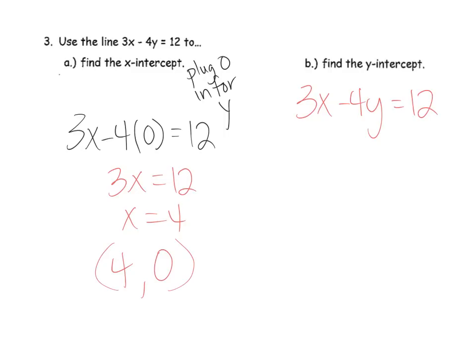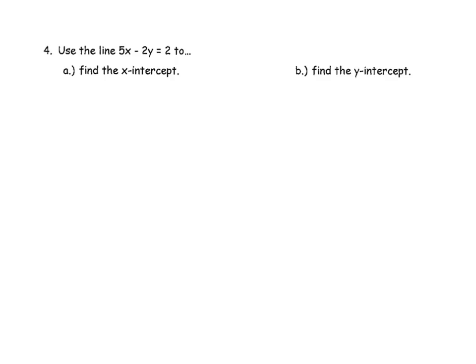So you cover up 3x, because I'm going to do 3 times 0, and what's the point of writing it twice? So now it's just -4y equals 12. How many times does 4 go into 12? -3. What's my ordered pair? 0, -3. So using your finger to cover up is a really good thing too.